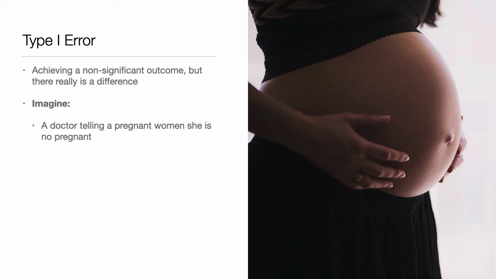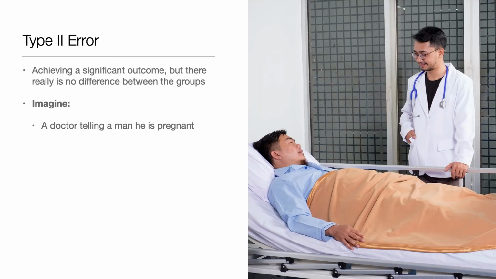There's a type 1 error, which is achieving a non-significant outcome, but in reality, out there in the world, there are significant differences. So, remember, a woman who's heavily pregnant being told by a doctor that she's not pregnant. That is a type 1 error. If you got a false negative, you can have a false positive, which is a type 2 error. So achieving a significant outcome, but in reality, both those normal curves will overlap a lot. So think of a doctor telling a man that he is pregnant. Again, crazy, it's an error, it's a type 2 error.